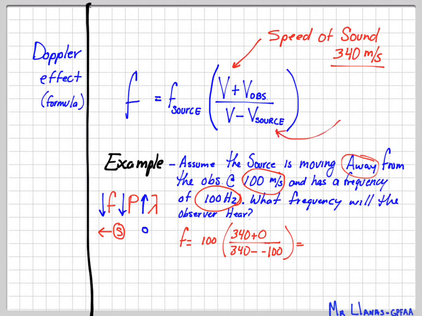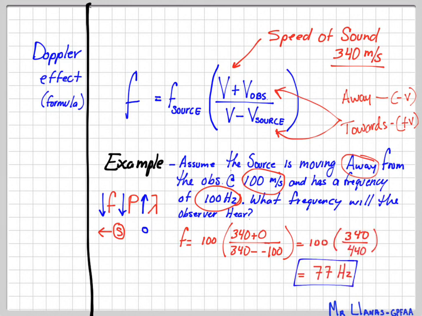For this one and this one, when you're going away, you're going to use the negative velocity. Whatever number they give you for the velocity, you're going to use the negative. When you're going towards, then you're going to use the positive number of that velocity. So that's what we did here. So it would be frequency equals 100 times 340 plus 0 over 340 minus negative 100. If you do the math, you come up with 77 hertz.